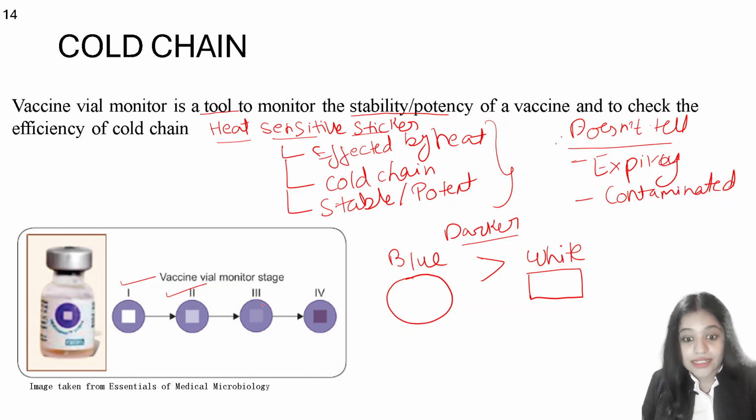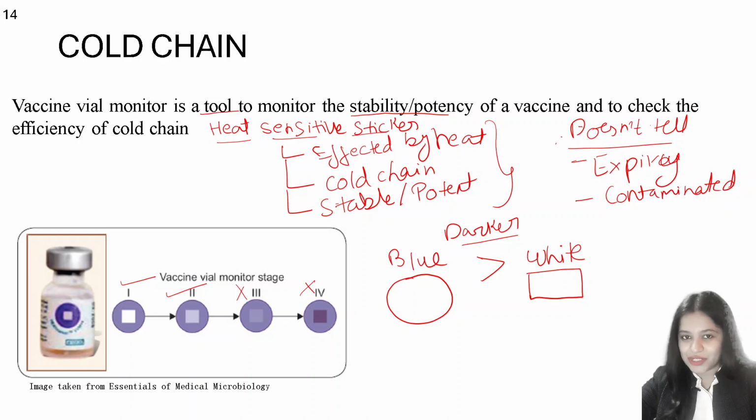Third stage, the outer circle is blue but the inner has become a bit darker than the previous one. It has almost become equal. You cannot use. Now, the last part, that is the fourth stage, the outer circle is blue and the inner square has become darker. Absolutely not. Okay. So, this was all about your cold chain and vaccine vial monitor.